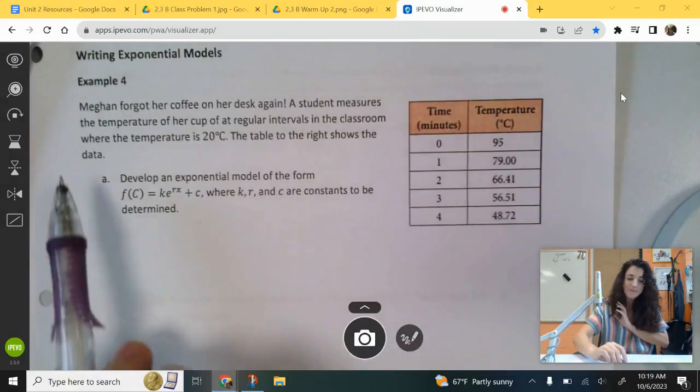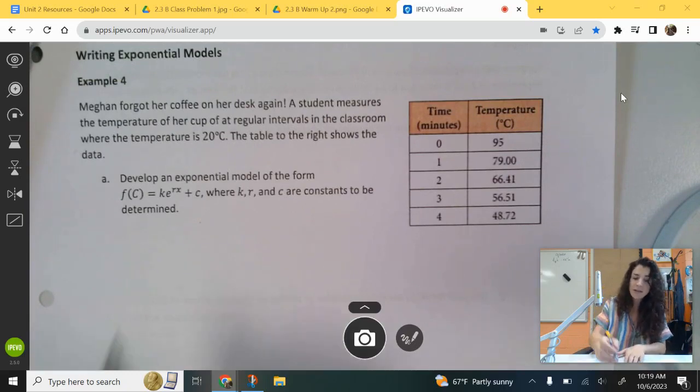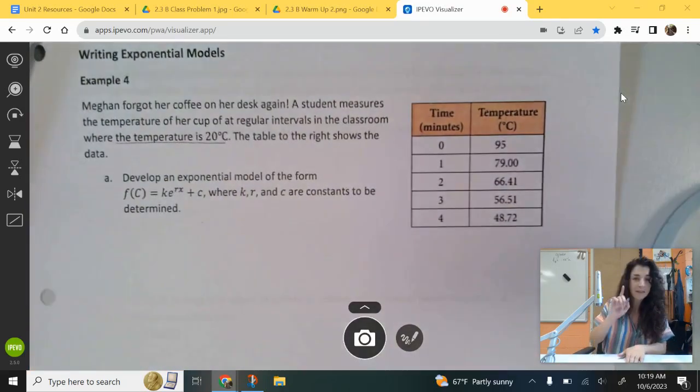Let's get started. Megan forgot her coffee on her desk. A student measures the temperature of her cup at regular intervals in the classroom where the temperature is 20 degrees. Why would they tell us that? I don't know, but they never are trying to trick us, so let's just keep that in mind. The table to the right shows the data.